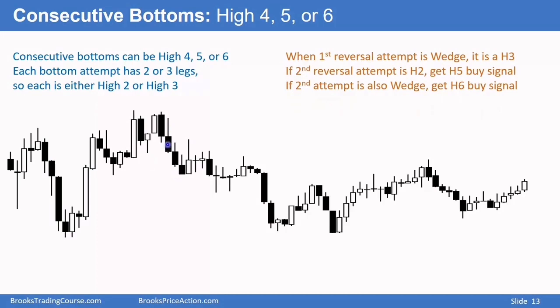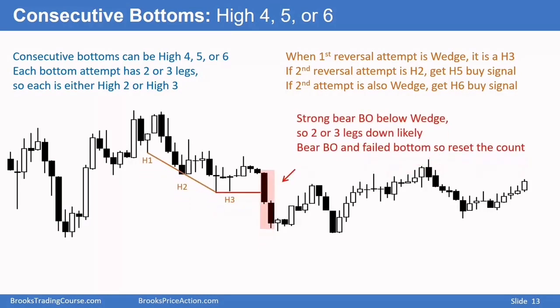Doesn't matter. You can call this a high 2, leg 1 pullback, leg 2 pullback. You can call it a wedge. Doesn't matter. It's an attempt at a bottom, the bull flag. The bulls expected a resumption up. Instead, they get a bear breakout. And then we have a second complex bottom. You can call it a wedge. You can call it a high 1, high 2. Doesn't matter. It's an attempt at a bull flag.